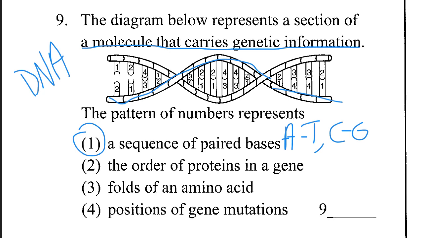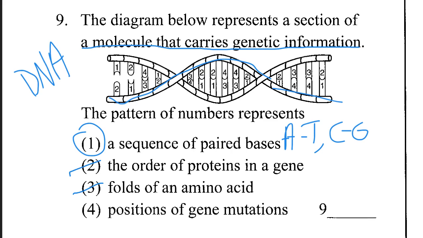2, the order of proteins in a gene. So it's the order or the sequence of paired bases that will determine the sequence of amino acids in a protein. So the proteins are not found on a gene, but genes code for proteins. 3, the folds of an amino acid. Amino acids are not folded. However, extremely long chains of amino acids coded for by genes in DNA will fold over each other and form a protein. So number 3 is incorrect as well.